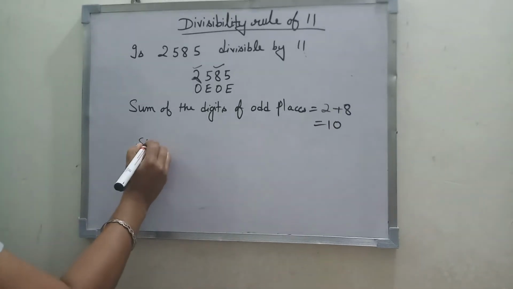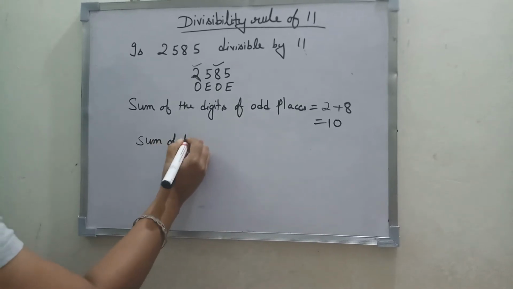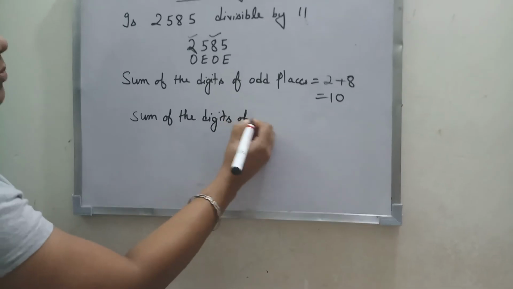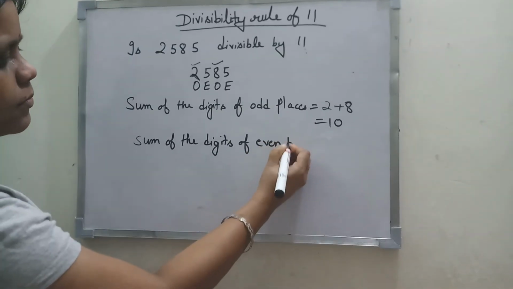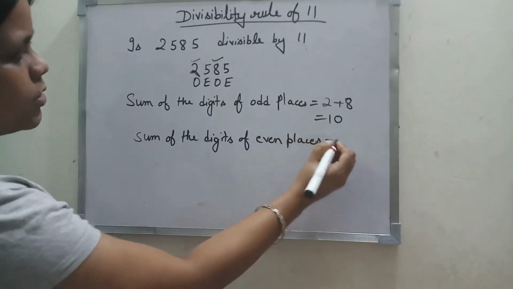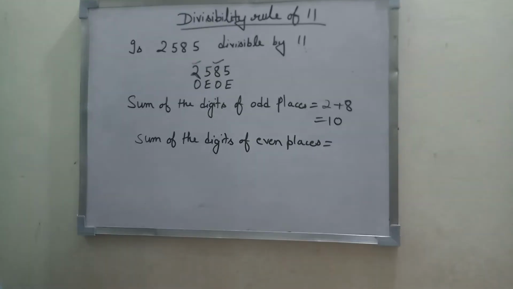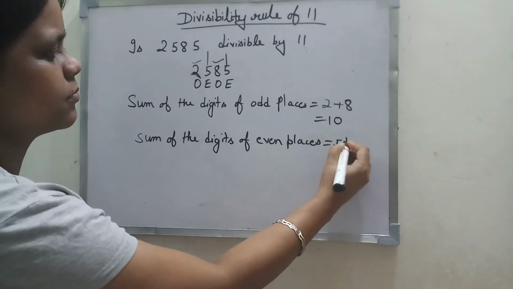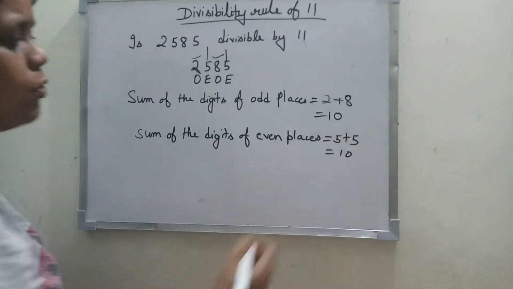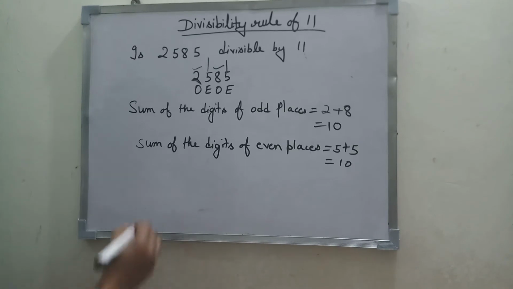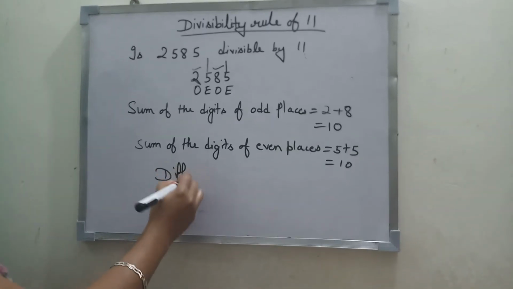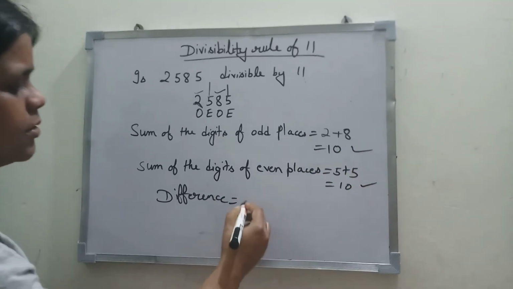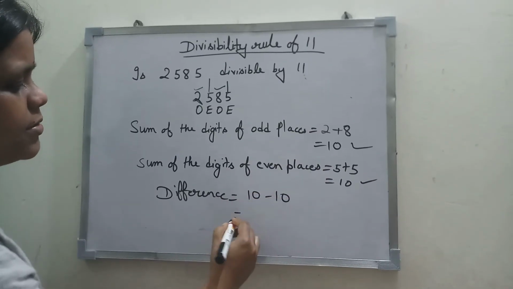Now you have to find the sum of the digits of even places. So what are the digits in the even places? 5 and 5. Now you have to find out the difference. You can easily see that the difference of these numbers, 10 minus 10, is 0.